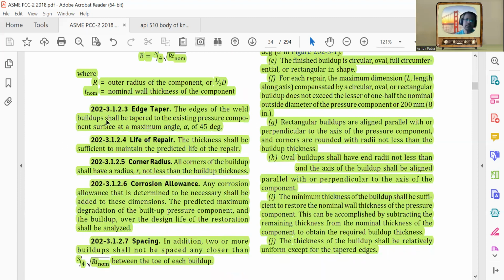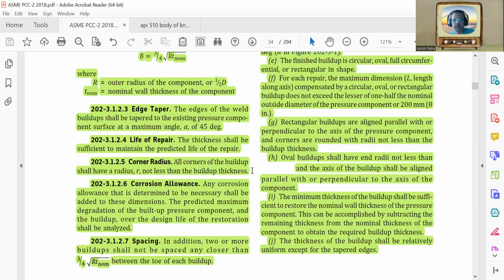Edge taper. The edge of the weld buildup shall be tapered to the existing pressure component surface at a maximum angle of 45 degrees. The thickness shall be sufficient to maintain the predicted life of the repair. All corners of the buildup shall have a radius r not less than the buildup thickness. So it should be more than or equal to the buildup thickness.